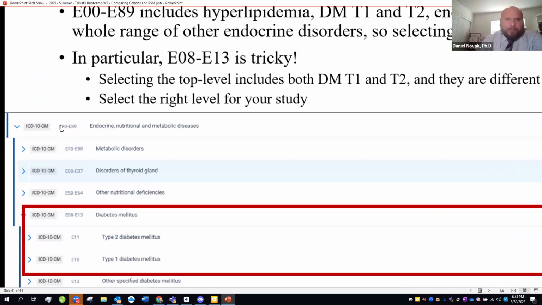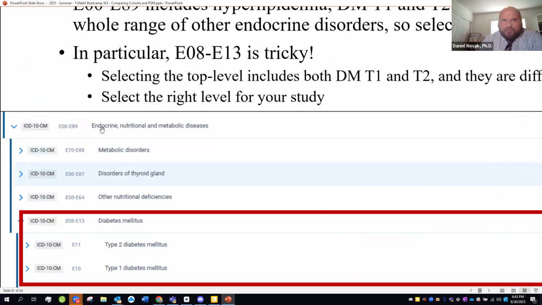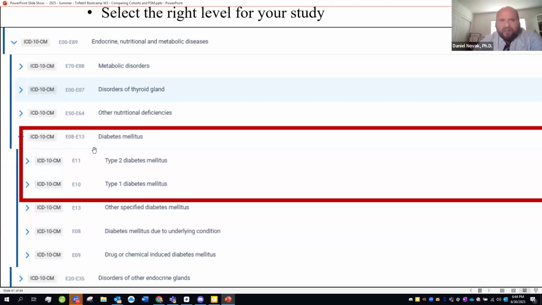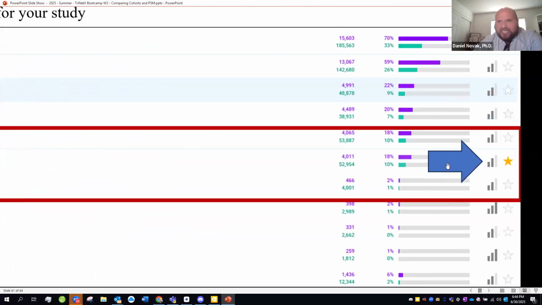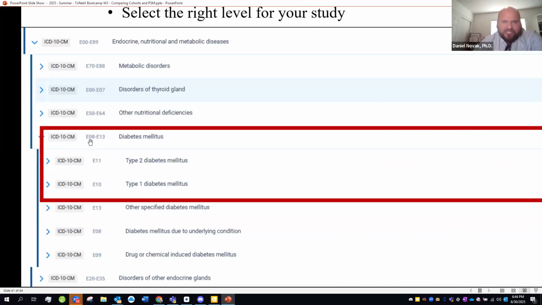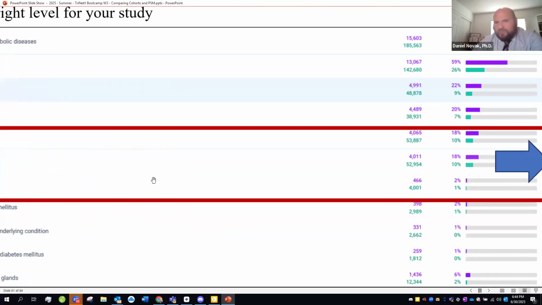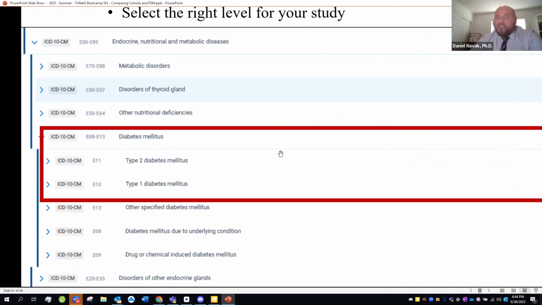You can see here at the top level is E00 to E89, which is endocrine, nutritional, metabolic diseases. So this category of diseases has everything from thyroid diseases, Graves' disease, all sorts of stuff like that, hyperlipidemia, other metabolic disorders, all sorts of stuff is in here, and includes even diabetes, right? However, if you selected even this higher level diabetes, E08 to E13, it would pick people for your propensity score matching model who have either type 1 or type 2 diabetes.